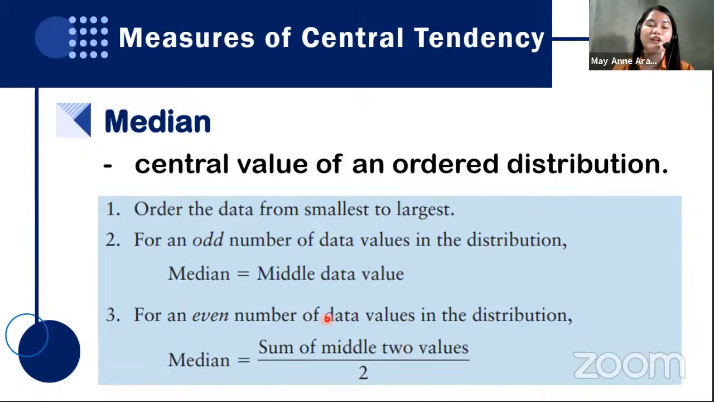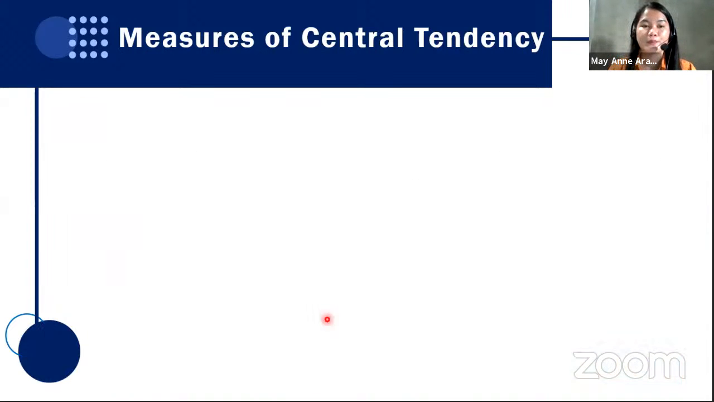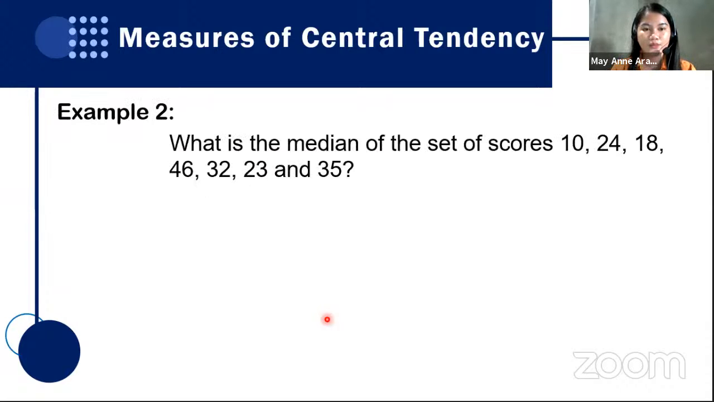But for an even number of data values in the distribution, you'll get the two middle values, then get their sum, then divide by two, or get the average of the two middle values. That is the median. Example. Okay, what is the median of the set of scores 10, 24, 18, 46, 32, 23, and 35?